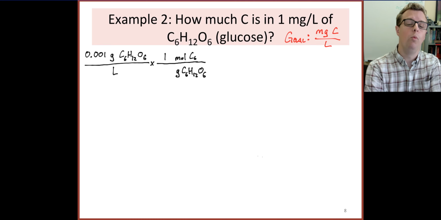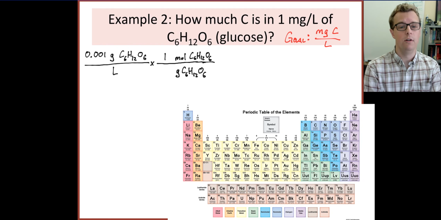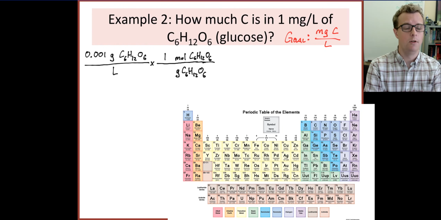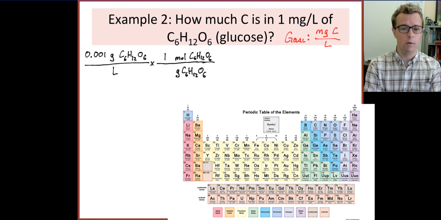The way that we can convert between a molecule and an individual constituent within that molecule, this is called stoichiometry. We are going to use the molecular mass and think about how many carbons are there per molecule of C6H12O6. And so this may look a little bit familiar to you from chemistry, but we'll go through it as a quick reminder.